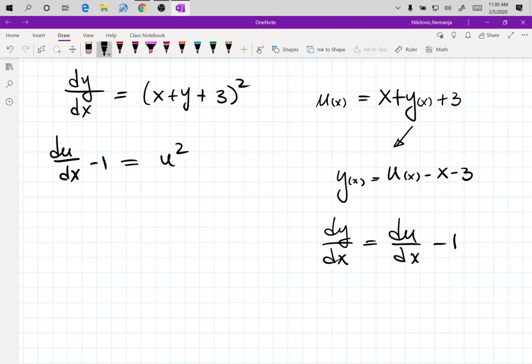Now, since I am removing y's and bringing u's instead, I have to convert dy/dx into du/dx. I can achieve that if I rearrange this to make y equal everything else and then differentiate. So here's my dy/dx. The derivative of the unknown function u is just du/dx. The derivative of minus x is negative 1. The derivative of negative 3 is 0. And now you just replace the blocks into the differential equation. The block called dy/dx, you swap in what dy/dx is, and the block x plus y plus 3 is replaced by u, so u squared.